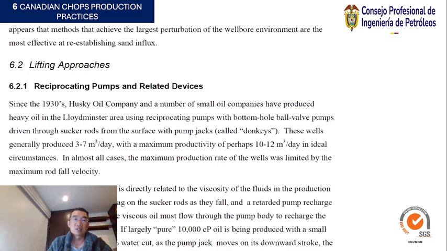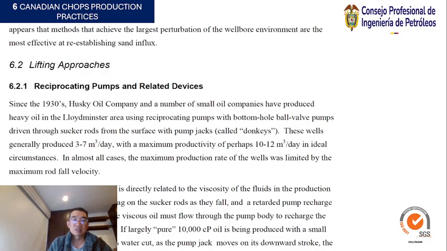6.2.1 Reciprocating pump and related devices. Since the 1930s, Husky Oil Company and a number of small oil companies have produced heavy oil in the area using a reciprocating pump with bottom hole ball valve pumps driven through suction rods from the surface with a pump jack.